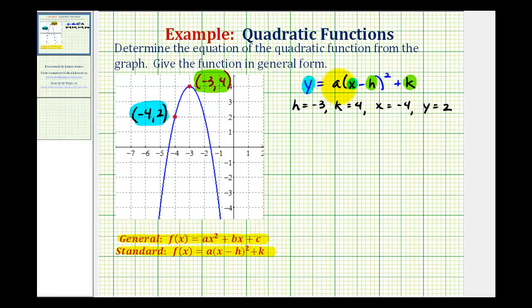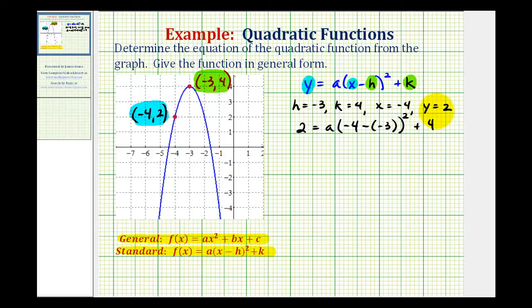Once we determine the value of a, we'll have the function in standard form, which we'll then write in general form. So we're going to have 2 equals a times the quantity x minus h. Well, x is -4, minus h is going to be minus -3. And we're going to square this and then add k, and k is +4.